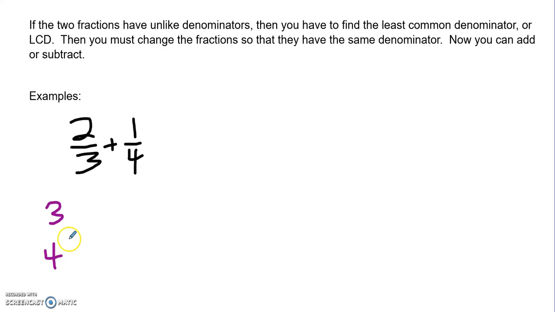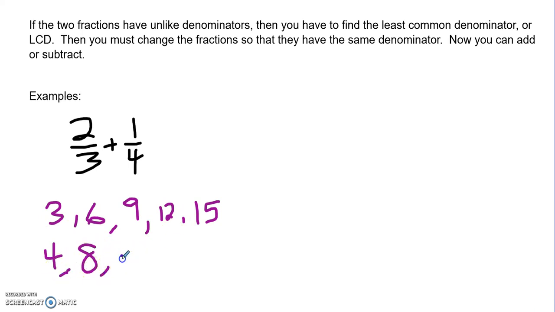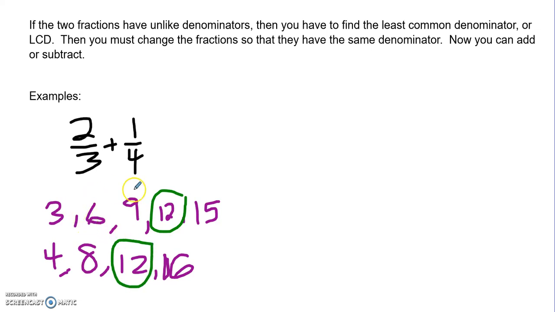If you do the multiples of 3, you get 3, 6, 9, 12, 15. I'm just adding 3's. Now I'm going to do the same thing with 4. For 4, you get 4, 8, 12, 16. I'm just listing the multiples of 4. Now we look for any numbers that they both share, and we see that they both share a 12. That means a 3 can go into 12, and a 4 can also go into 12.